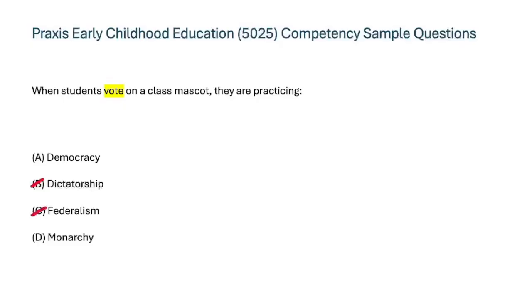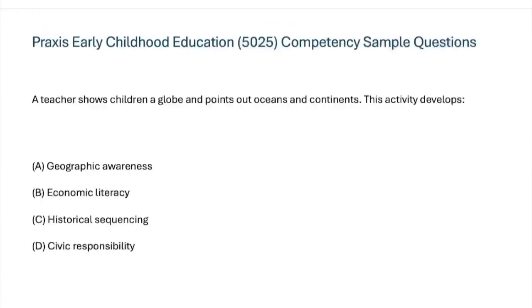We can eliminate C, federalism, which refers to layers of government, not applicable here. We can remove D, monarchy, because that involves inherited leadership, also not the case in this scenario. So that means the correct answer is A, democracy. Voting is a foundational element of democratic participation and giving students practice in shared decision-making.